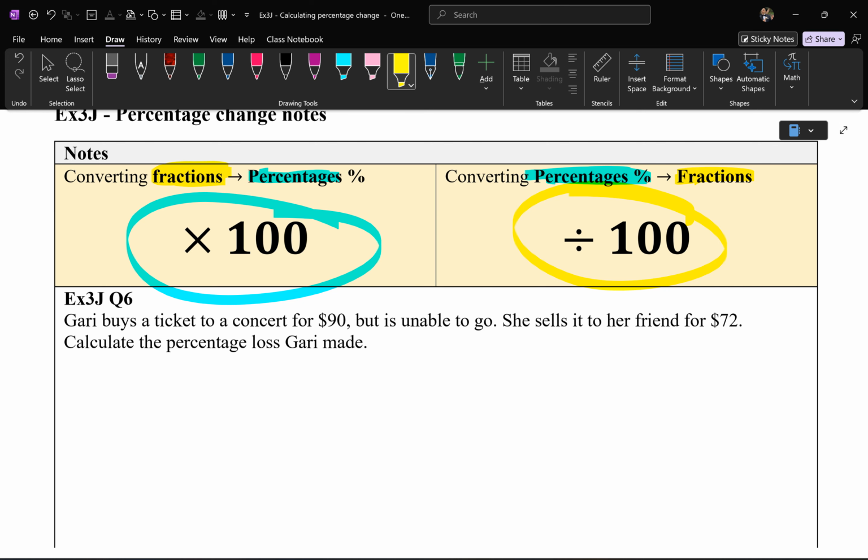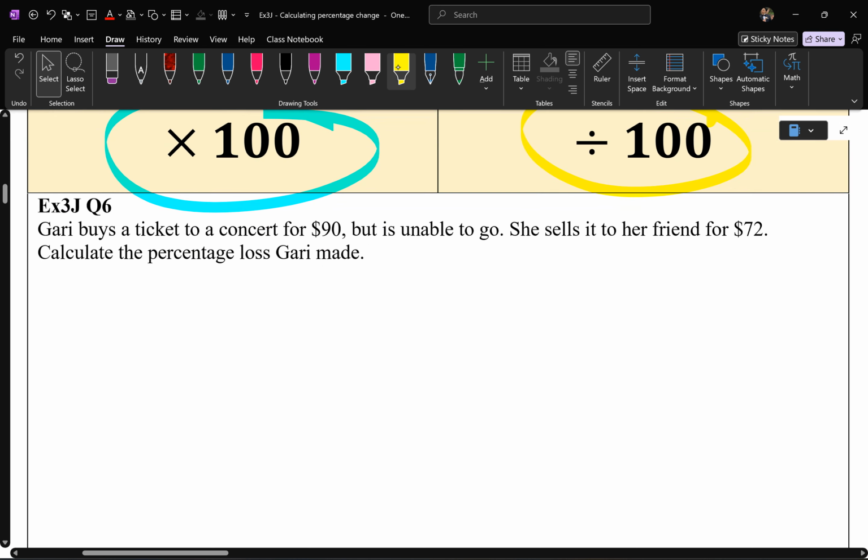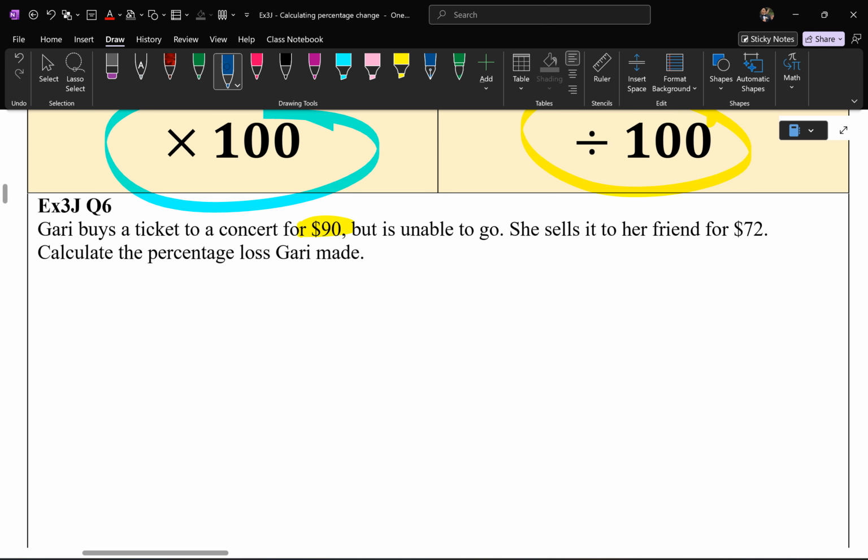Let's have a look at what percentage change is. Now, Gary buys a ticket to a concert for $90, so we know that they're buying it. They've initially started off with $90. And then, because they couldn't go, they sell it to a friend for $72. So the initial amount, they start off with $90. That's how much they spent. And then the final amount, they ended up with $72.